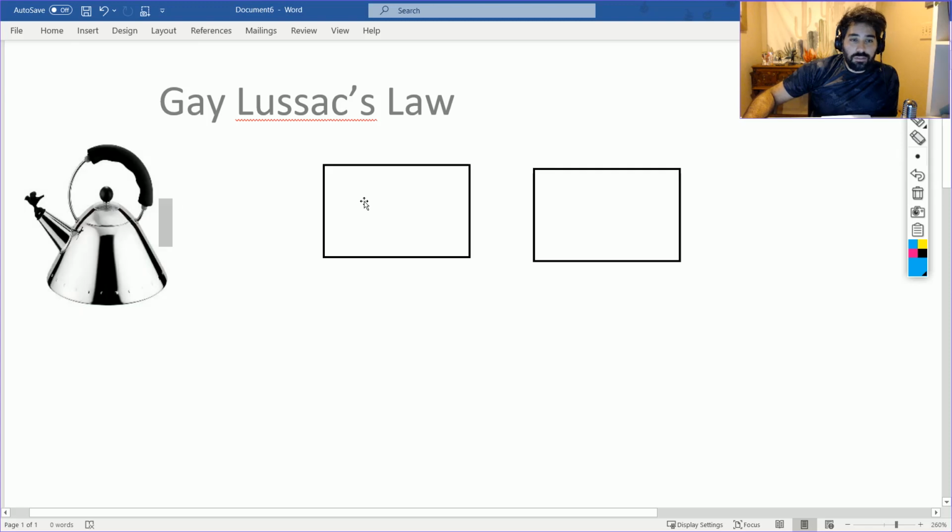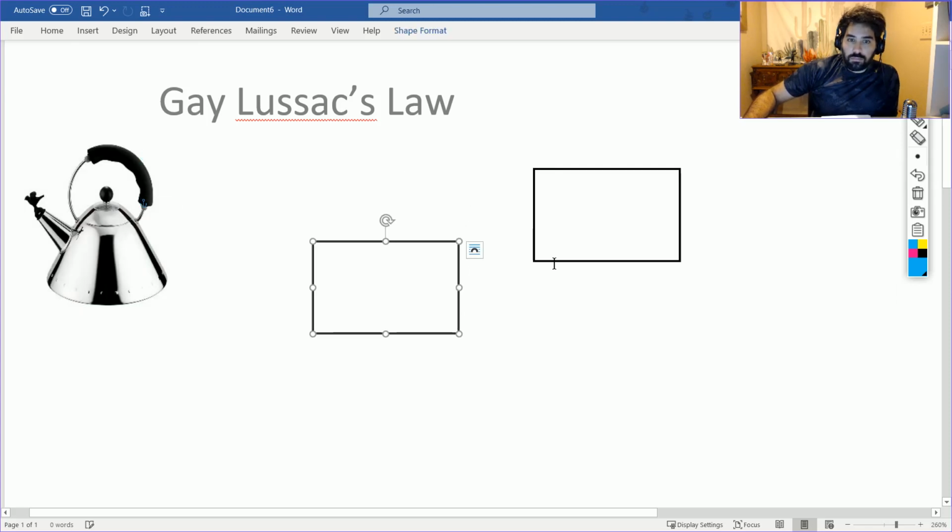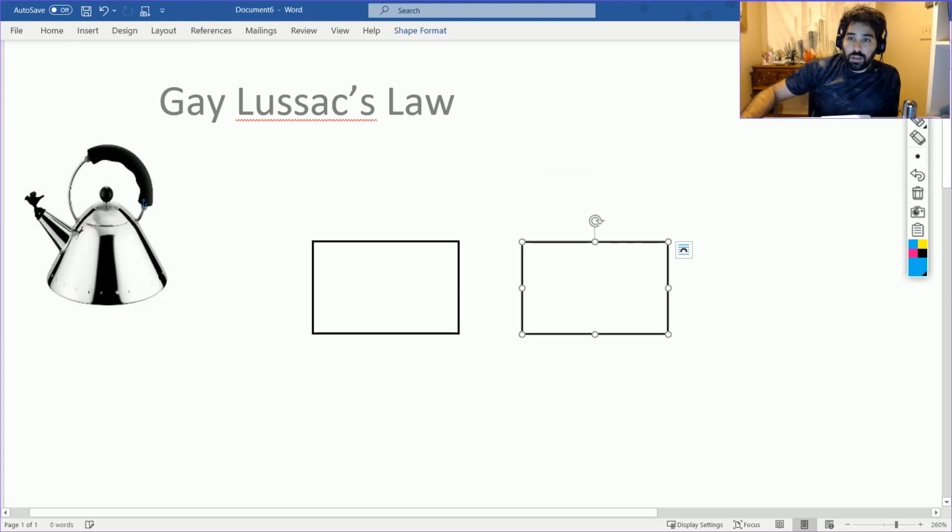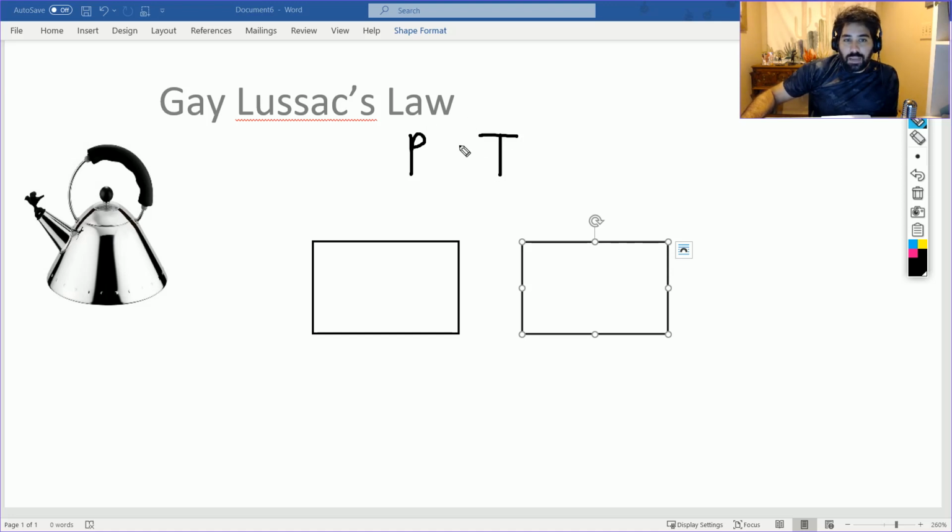Now, Gay-Lussac's law is a law that talks about the relationship between pressure and temperature. Really, what the law describes is that pressure divided by temperature will always equal the same constant. What that tells us is that as pressure goes up, temperature will also increase. And this should be very intuitive to you guys. What you might think about are teapots, which I will go over in a second.